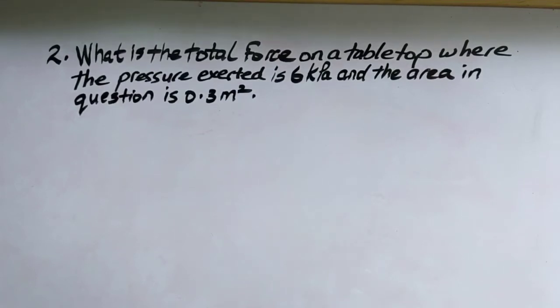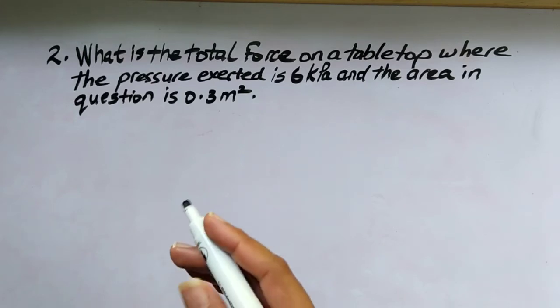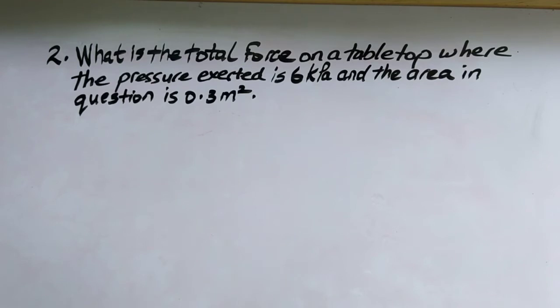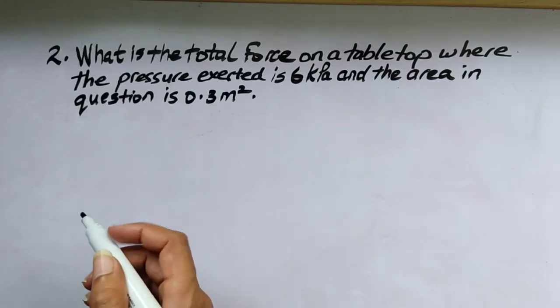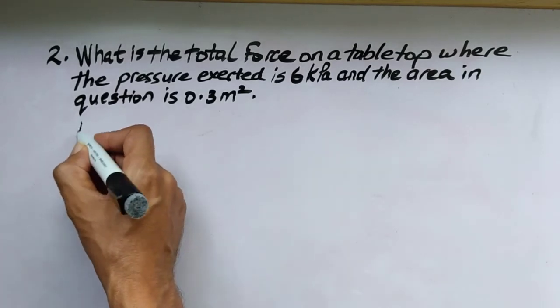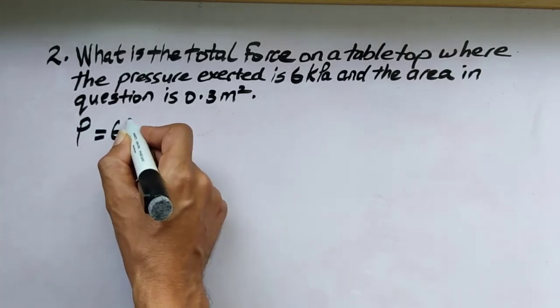Okay, so this question says, what is the total force on a tabletop where the pressure exerted is 6 kilopascal and the area in question is 0.3 meters squared? Just like everything else, once we have a question, we try to pull the data out of the question. So pressure is the first piece of data that is given. We are given the pressure as 6 kilopascal.